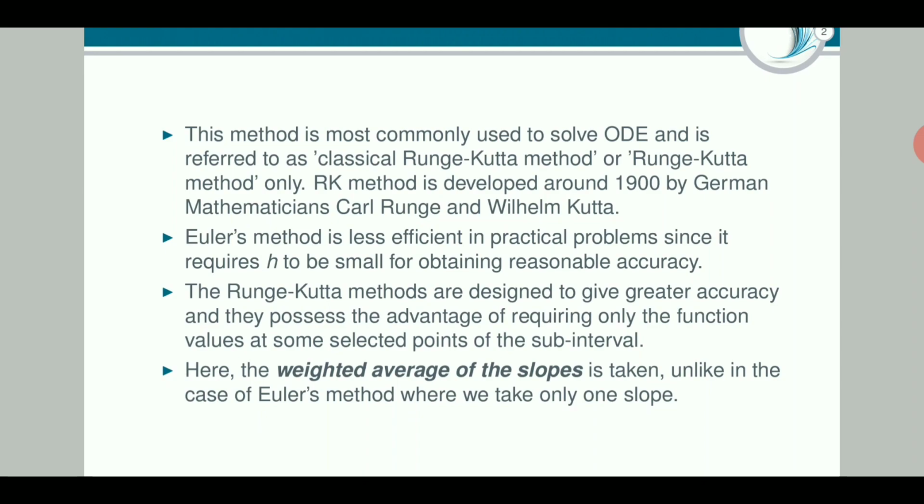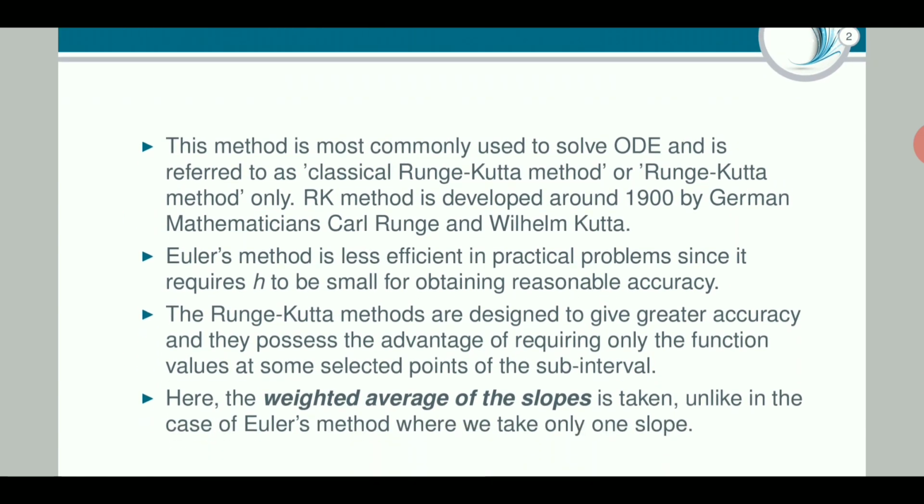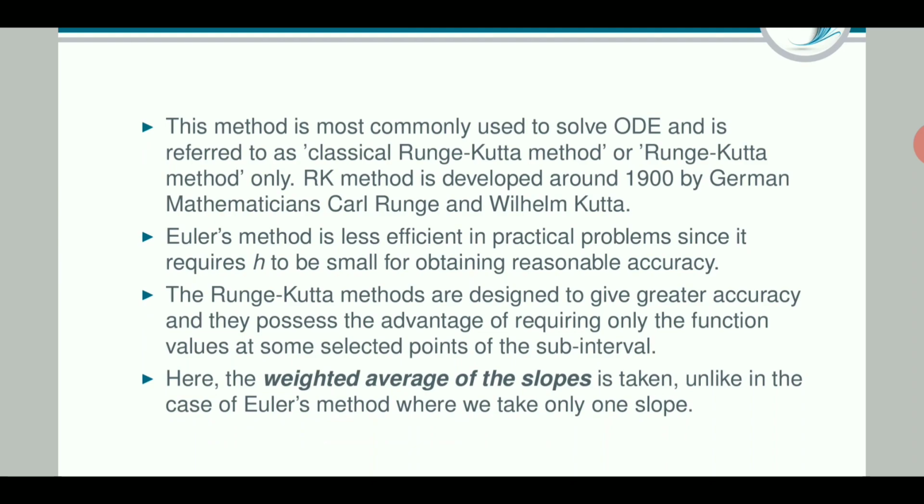We approximate the solution curve by the tangent at the subinterval points, that is, the slope of the tangent at subinterval points. But that is not sufficient to gain the required accuracy with a large value of h. So we go for modified Euler's method, where we take the average of the slopes of two tangents. Coming back to the Runge-Kutta method, the Runge-Kutta methods are designed to give greater accuracy, and they possess the advantage of requiring only the function values at some selected points of the subinterval.